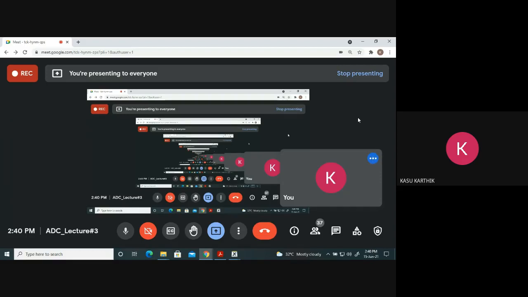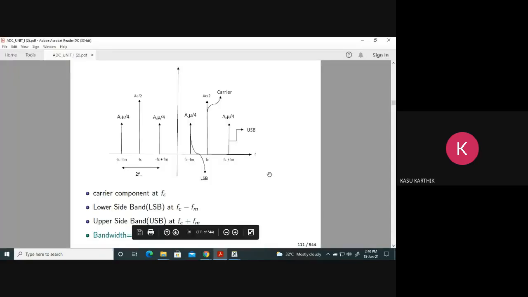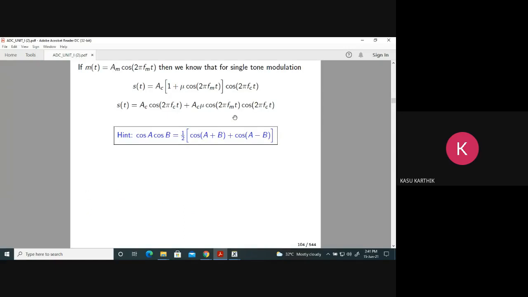Okay. So I think that is about the spectrum of our modulated signal, the amplitude modulated signal. Now here, the two sidebands contain identical information. Okay, they are the same. So this is about spectrums.